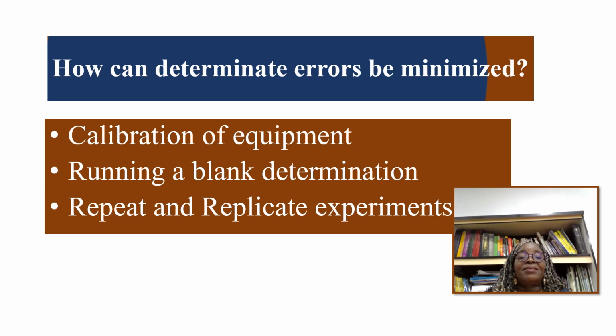Another one is repeat and replicate experiments. Experiments are not done once. Every researcher must do up to two or three times. That is why you always say in triplicate determination. In replicate determinations, these determinations we have done will help you to have the mean or the average. At times, you get your standard deviation from it.